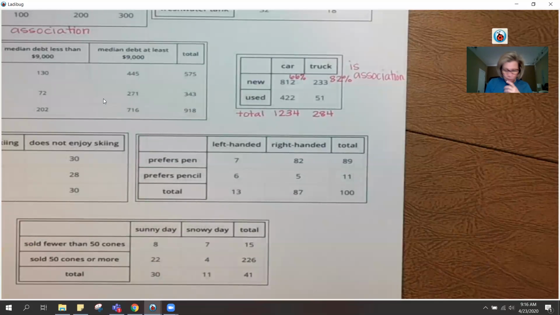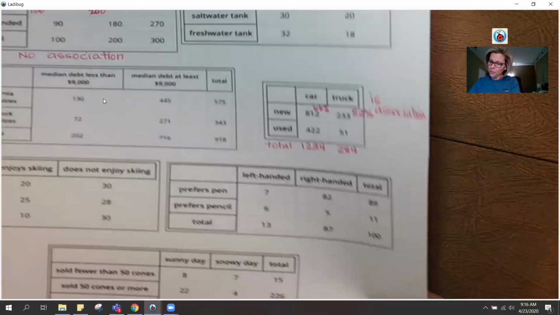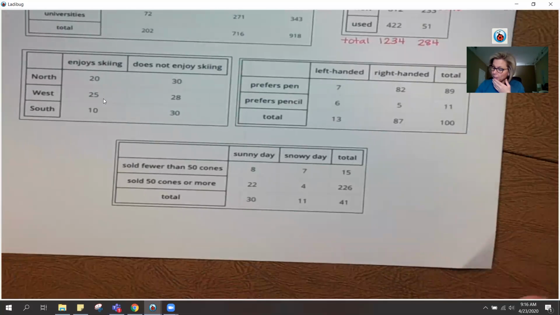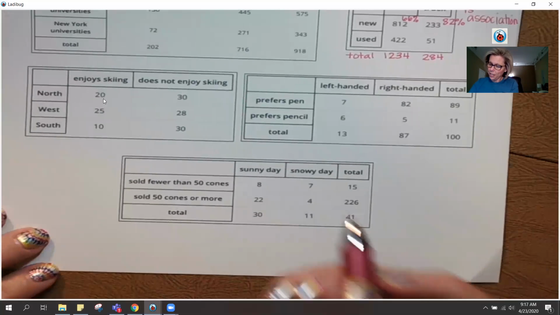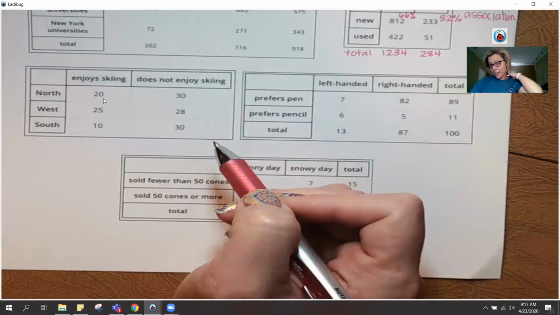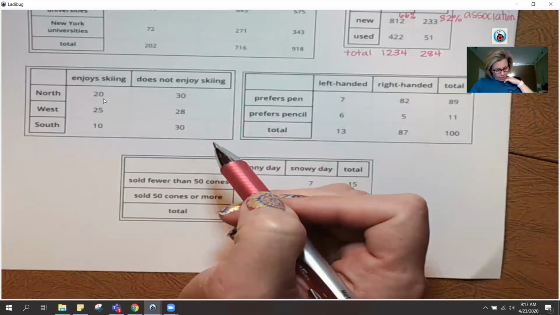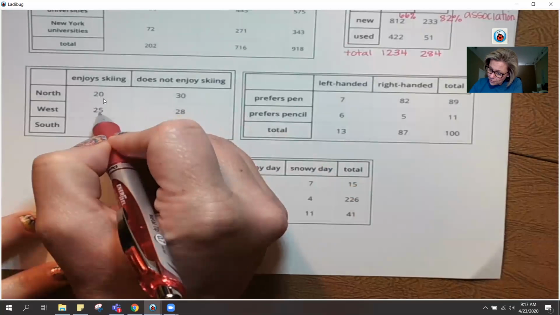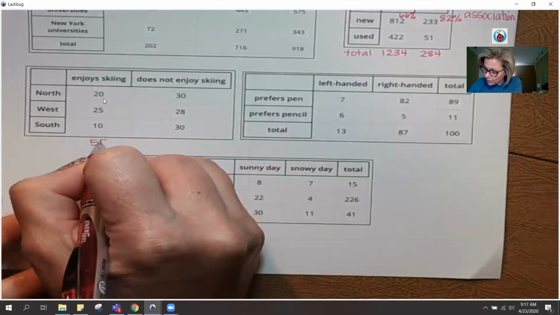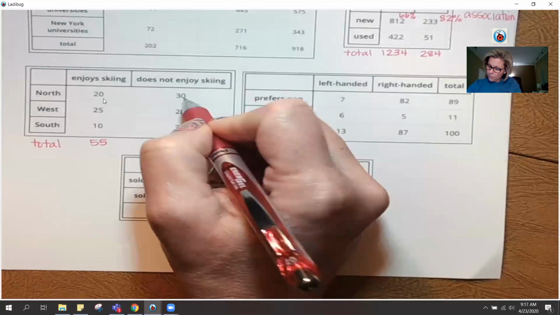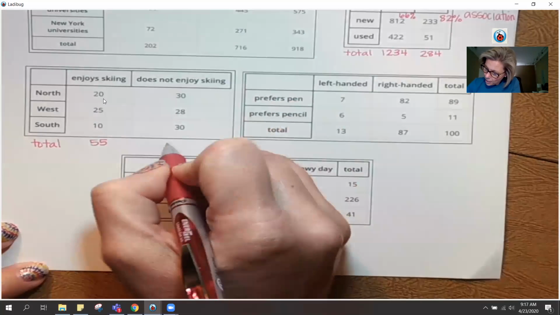So let's look at another one. I didn't want to do all of them, but I wanted to be able to give you guys a little bit here. All right, so if we talk about enjoys skiing and does not enjoy skiing, we're kind of focusing column-wise here. So if we add all these up, 20, 45, there's 55 here. So these are my totals. That's 60, so 88 over here.